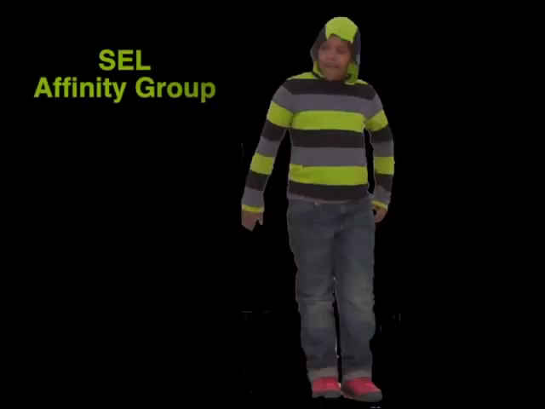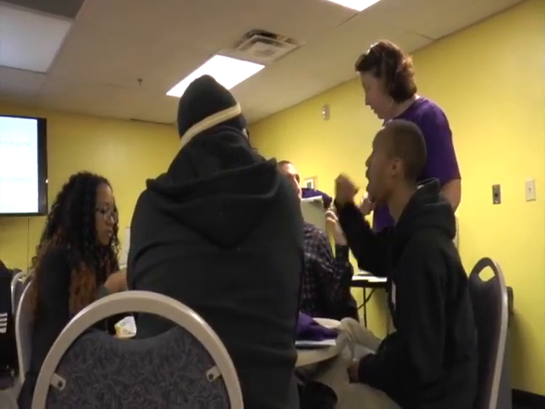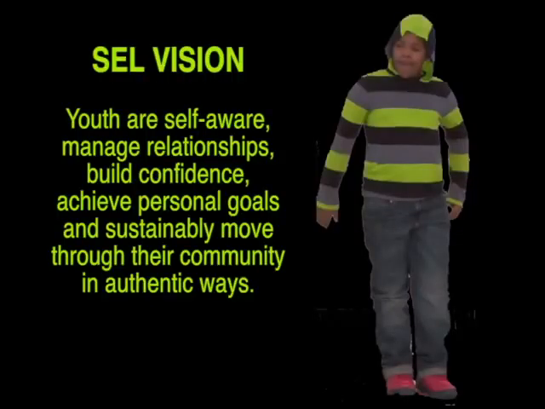We have convened the Social Emotional Learning Affinity Group. They have a charter, a local definition of social emotional learning, and a way of collecting data so that they know they're making a difference at the individual student level. The SEL vision for this local affinity group is that youth are self-aware, manage relationships, build confidence, achieve personal goals, and sustainably move through their community in authentic ways.